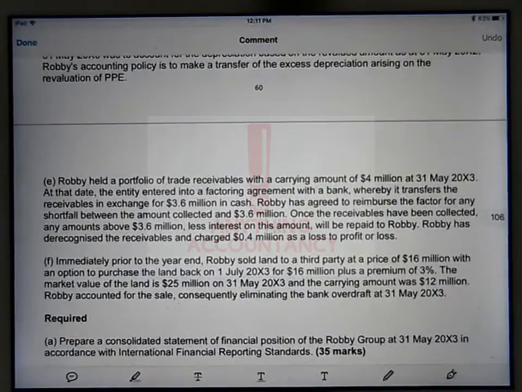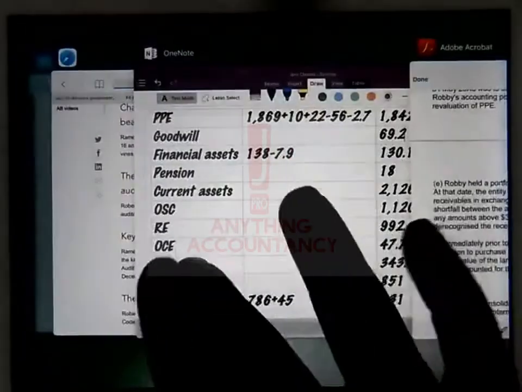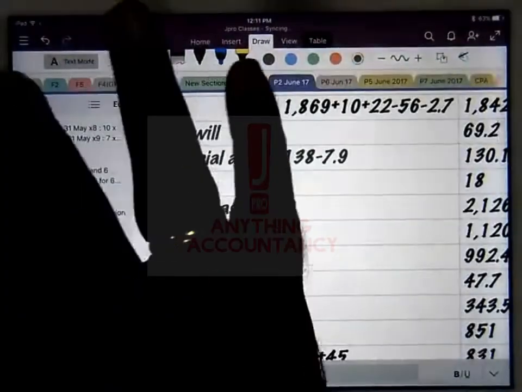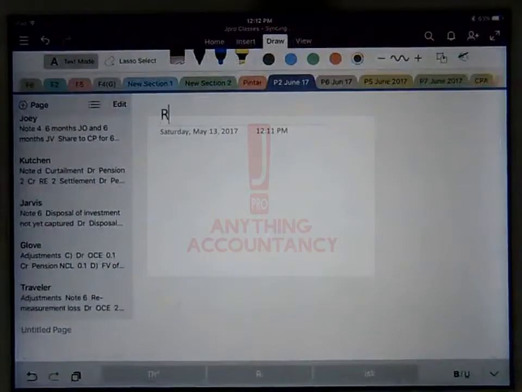It's a statement of financial position for Robby Group. Let me just get this Robby Group set up for you. Let's add another one called Robby.